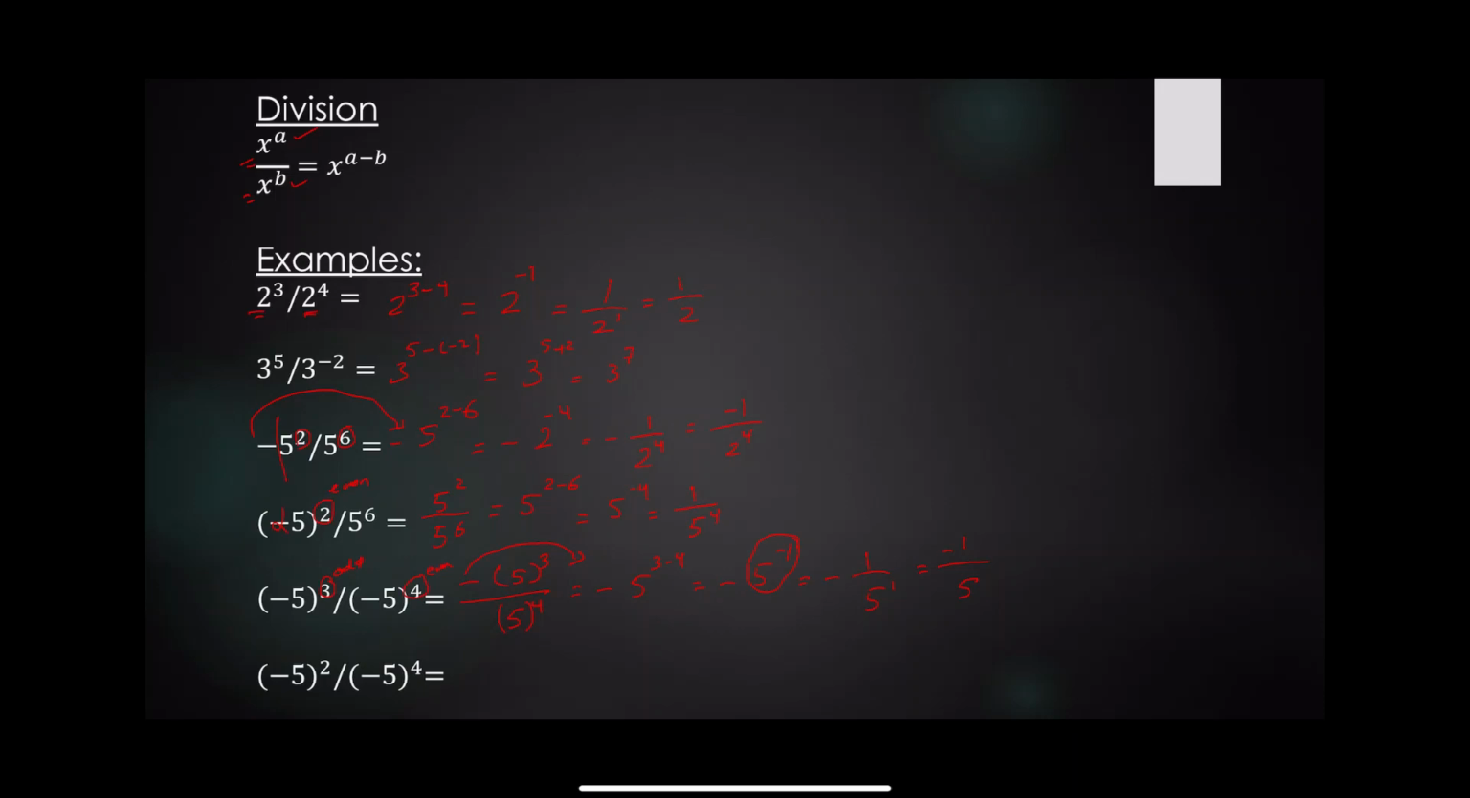Negative 5 to the power 2 divided by negative 5 to the power 4. This is even and this is even. Both of them are even, so no need to deal with the negative because they are covered by the exponent. So it's 5 to the power 2 divided by 5 to the power 4, which is 5 to the power 2 minus 4, which is 5 to the power negative 2, which is 1 over 5 to the power 2.